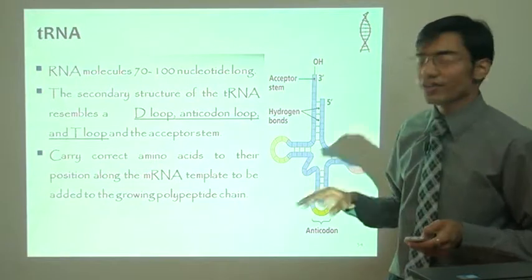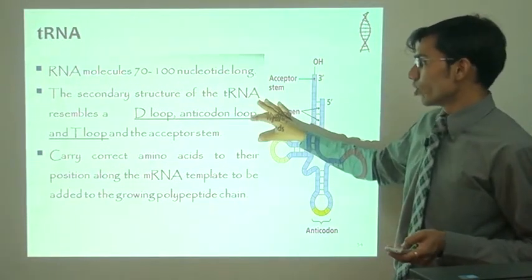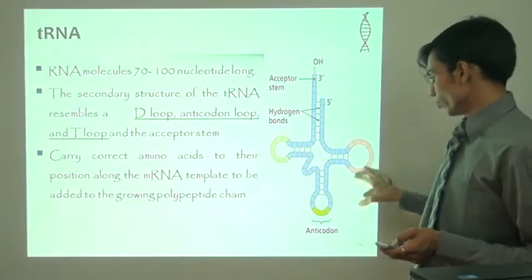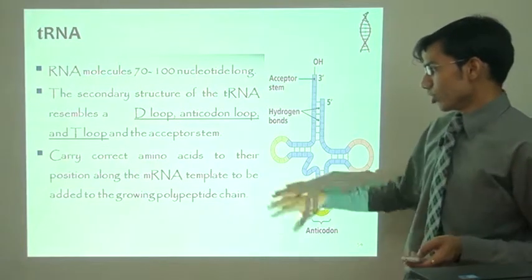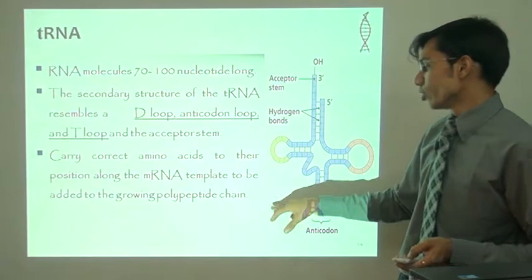Next one, tRNA, transfer RNA. RNA molecule 70 to 100 nucleotides long. The secondary structure of tRNA resembles D loop, anticodon loop and T loop, which is shown here. Anticodon loop carries the correct amino acid to their position along the mRNA template to be added to the growing polypeptide chain.